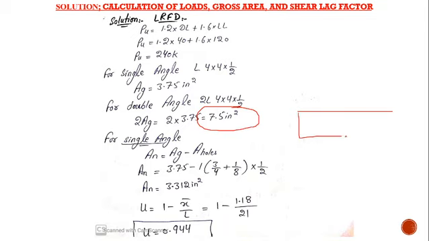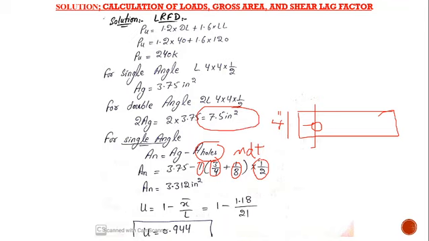The net area is calculated very simply. You have this stepped 4 inches, and the area is given. You can easily calculate using Ag minus n d t. In any failure path, a single hole appears, that's why the value of n is 1. The diameter of the bolt is 3/4, 1/8 is the allowance, and the thickness of the angle is 1/2 inches. So you get this net area.